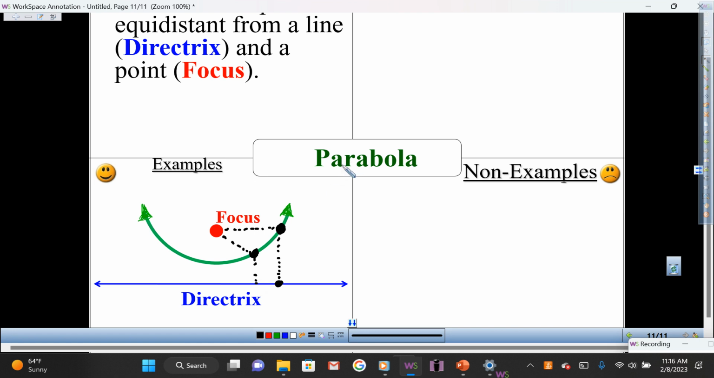Any questions as to what a parabola is? Does everybody know how to start a parabola? Yes, we need a focus and a what? And a directrix. Okay. So, a non-example.